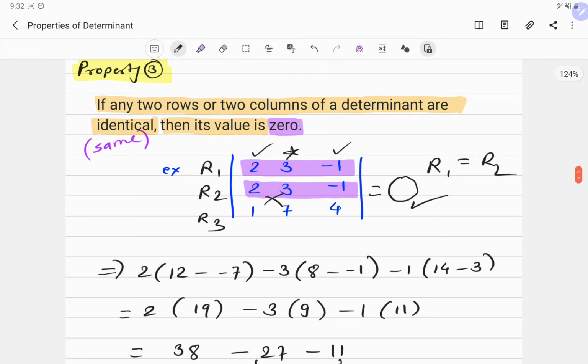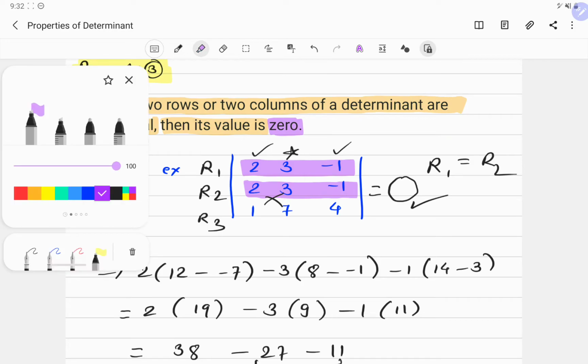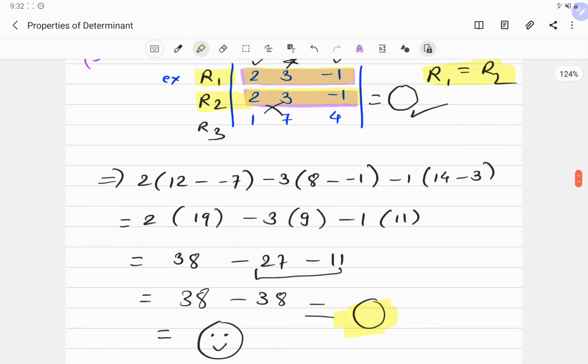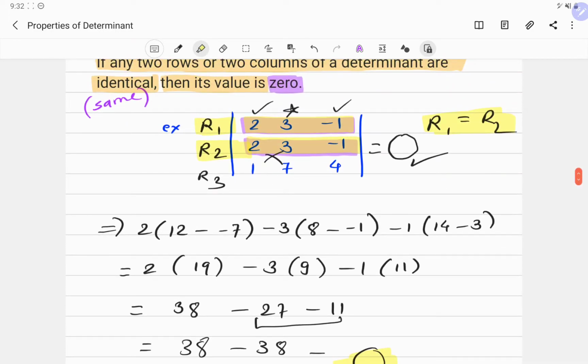Now what is your observation, friends? This is a very simple, very interesting property. If any two rows or two columns of a determinant are exactly similar or identical, then the value of determinant becomes 0. Here, row 1 and row 2 elements are exactly similar, and after expansion we got the value 0. So don't waste your time in doing this kind of expansions in examination. Just make sure that all the elements of row 1 and row 2 are similar. Once they are similar, you can consider its answer equal to 0.